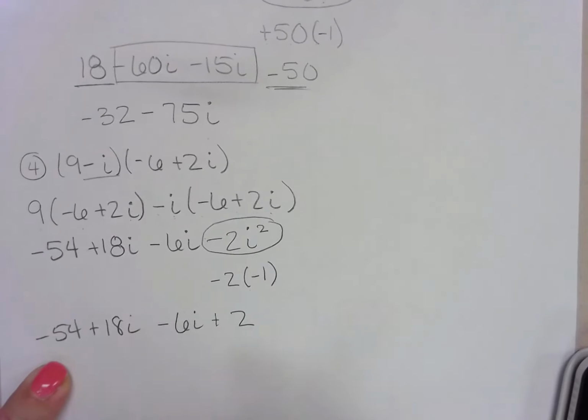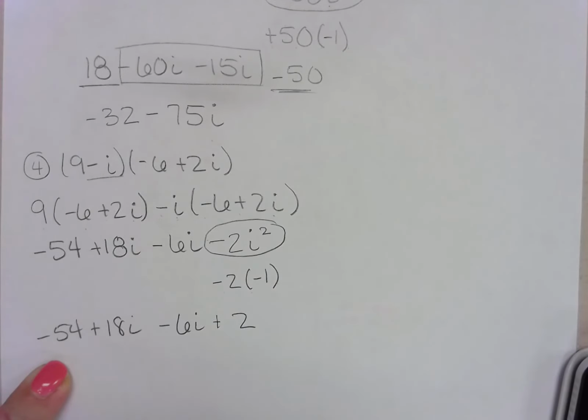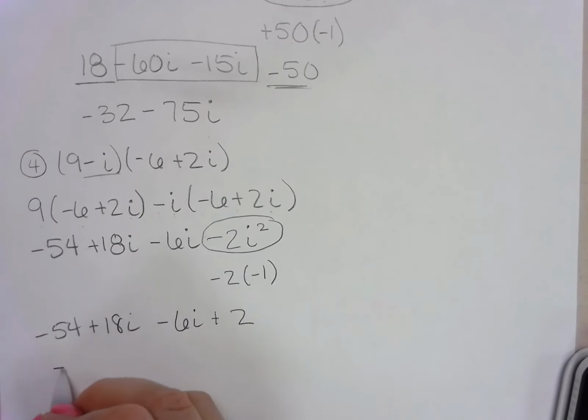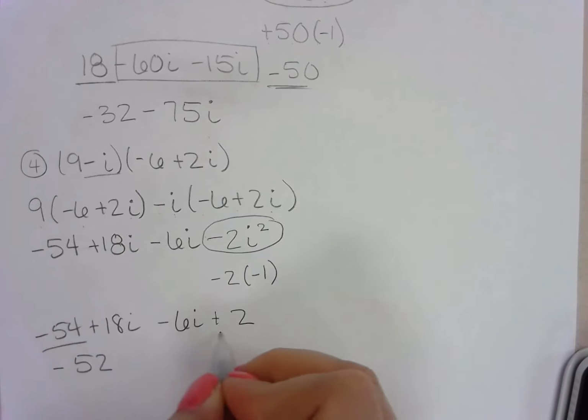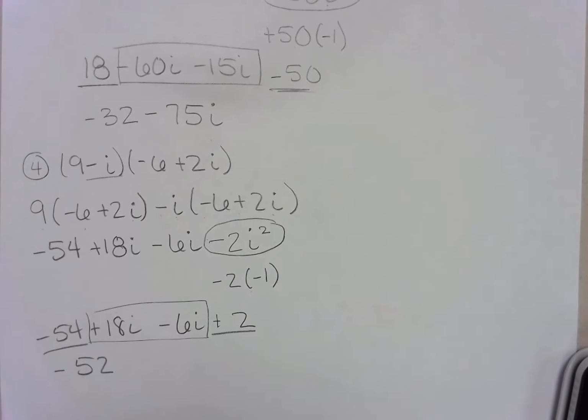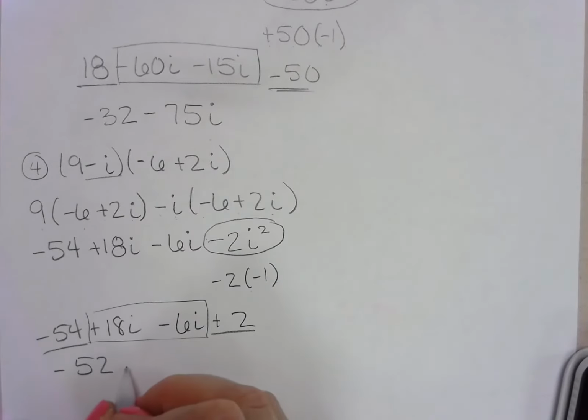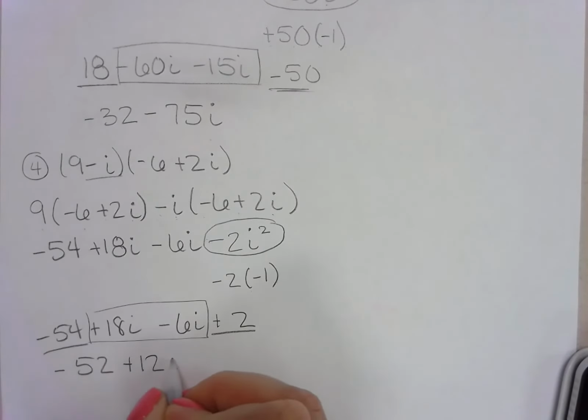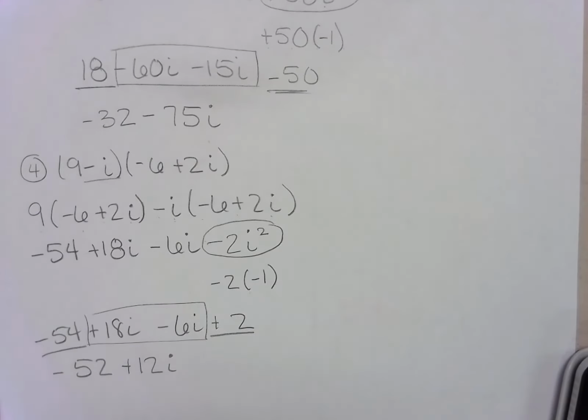So we've got negative 54 plus 2. Negative 54 plus 2 is negative 52. So that goes with that. And then in the middle, we've got our i's, and we can say 18 minus 6 is 12. And those were where our i's were at. So negative 52 plus 12i. So, things to keep in mind.